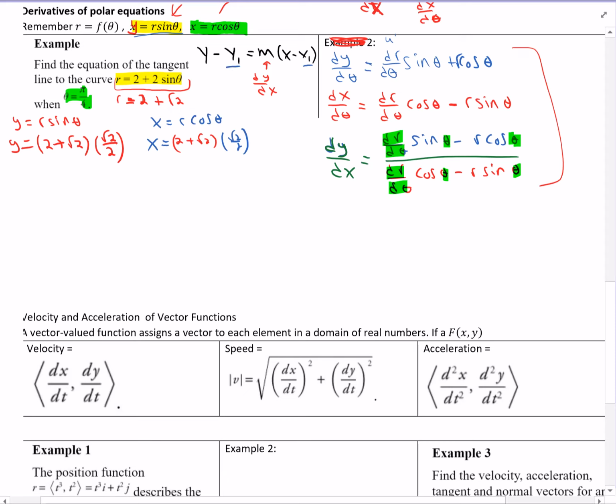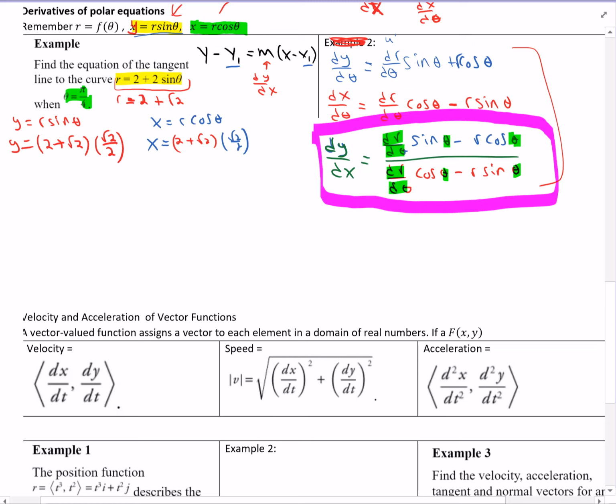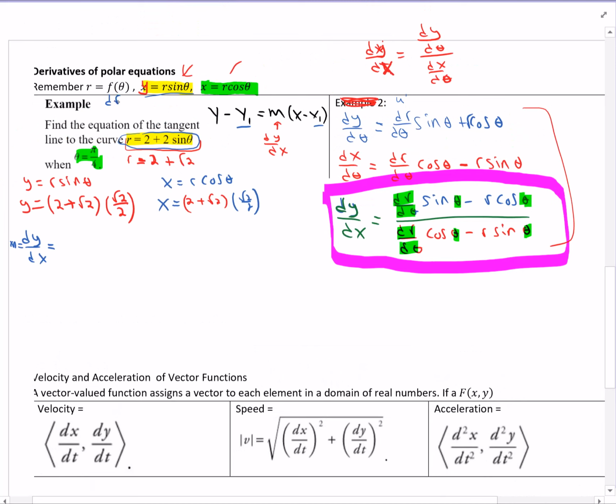We also need to find the slope, which is the challenging part. So we need dy/dx, which we could recreate, or we can just use this now, right? So dy/dx, the slope, m equals dy/dx, is going to be given by this whole thing, but dr/d theta is something that we can now find, right? Because we have a function of r and theta, we can find dr/d theta. So let's just quickly find dr/d theta, up here. The derivative of 2 is 0. The derivative of 2 sine theta is 2 cosine theta. So dr/d theta is 2 cosine theta.